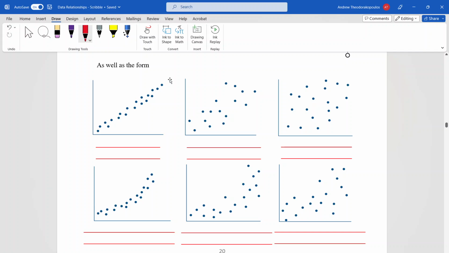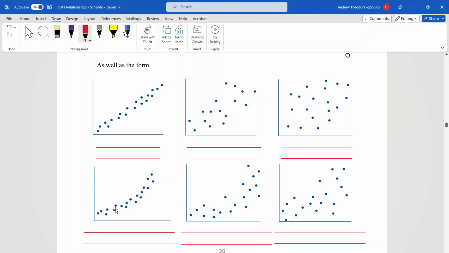This one is going up, so it's positive. It looks relatively close together, all the dots, so it looks strong. And it looks like it's a straight line. So this here would be a strong positive linear association. This one here looks like it's going up. Doesn't really look curved, but it looks like it's moderate in strength. So we can say moderate positive linear association. And this one here obviously being a weak positive linear association.